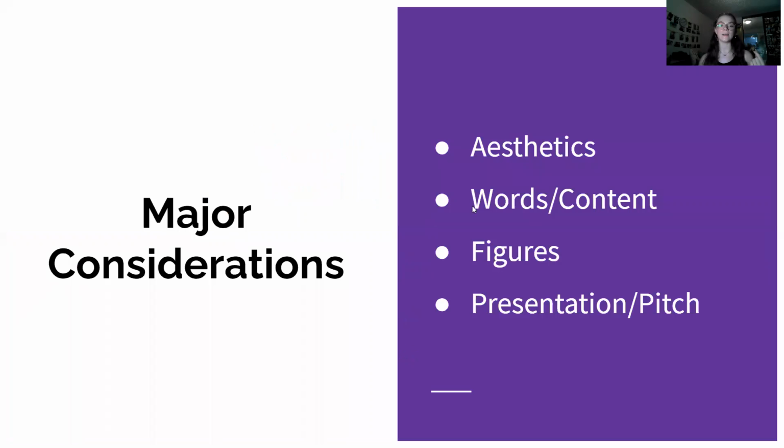So what are the key roles in creating a proper poster, right? So here are the major considerations. The first one is aesthetics, right? What is your color scheme? What is your layout? How big should your font be? What should your title be? These types of aesthetically pleasing imagery. What do you do to catch people's attention?